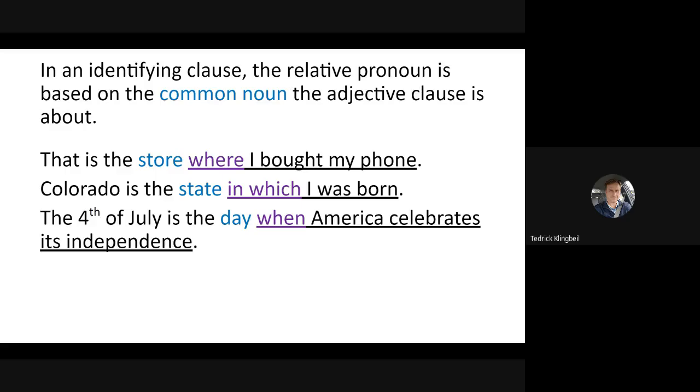Or the 4th of July is the day when America celebrates its independence. Now, day is related to time, right? And so if we're talking about time, we would say when, okay? It wouldn't make sense to say where, we need to say when.